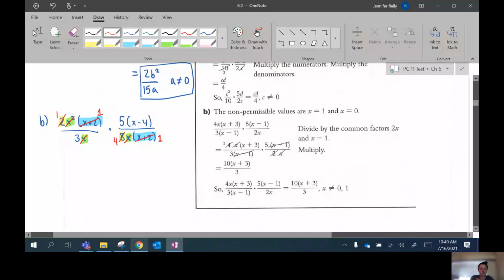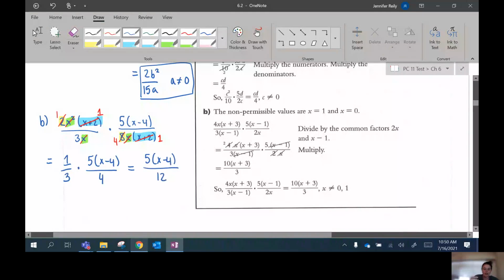Okay, let's write what I've got left now after all that canceling. In the first fraction, I just have 1 over 3. Everything else was canceled. And then I have 5 times x minus 4 here, and then I have a 4. Okay, I think that looks fine. So then I would be left with 5x minus 4. You can expand that, but you don't have to. And then over 12.